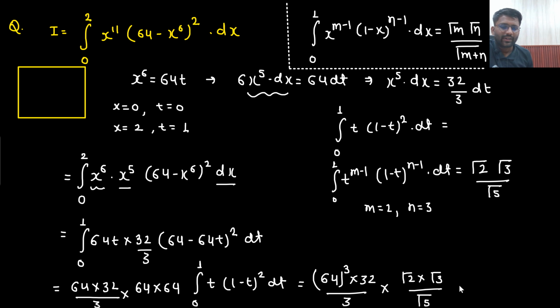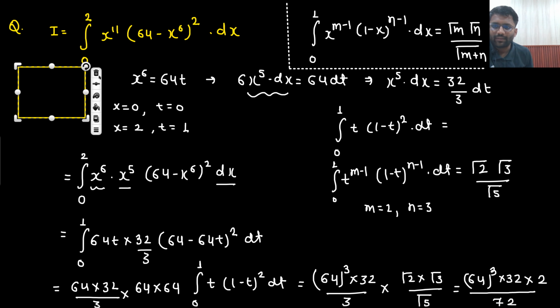So what you are getting is 64 cube into 32. Gamma 2 is 1. Gamma 3 is 2 factorial, which is 2 only, divided by 4 factorial. 4 factorial is 24. 24 into 3 is 72. So 64 to the power 4 divided by 72.